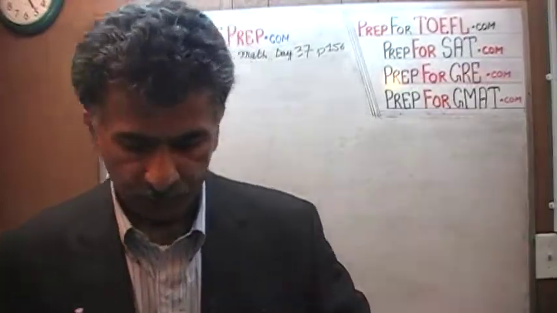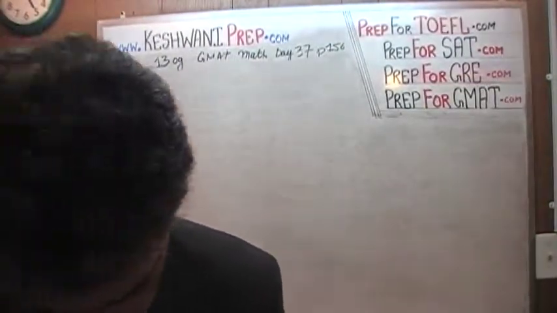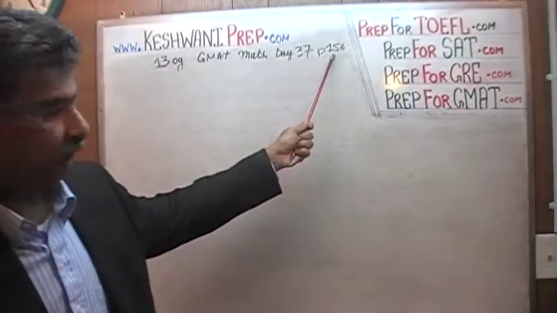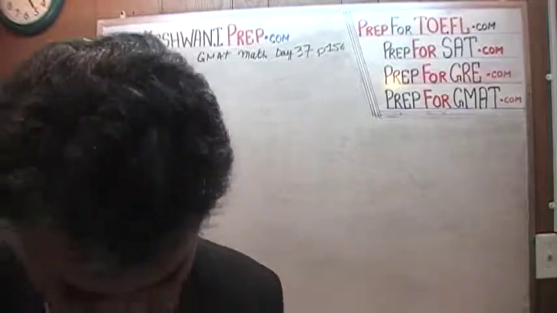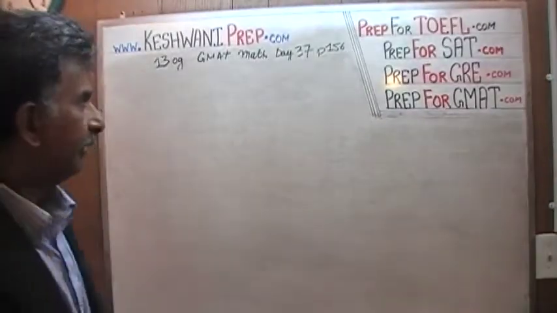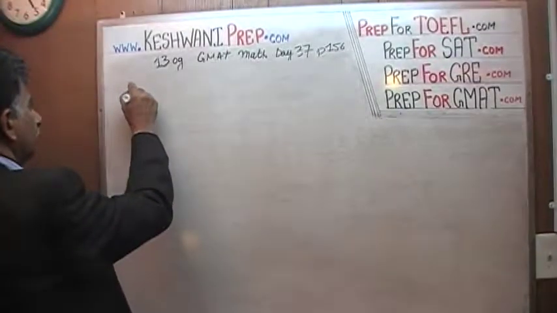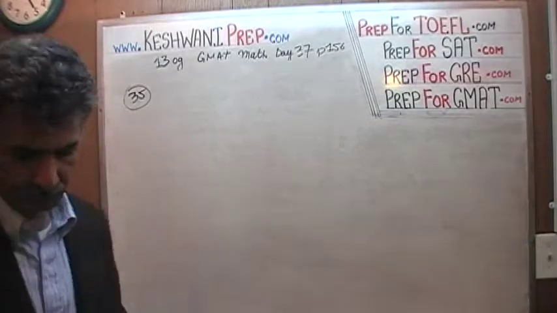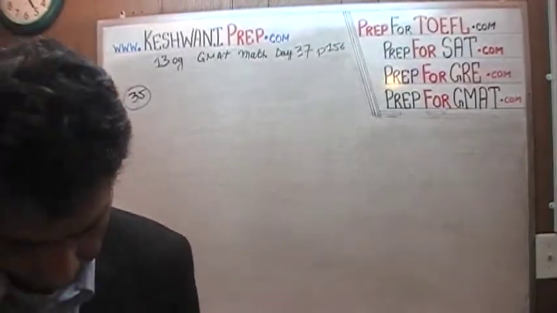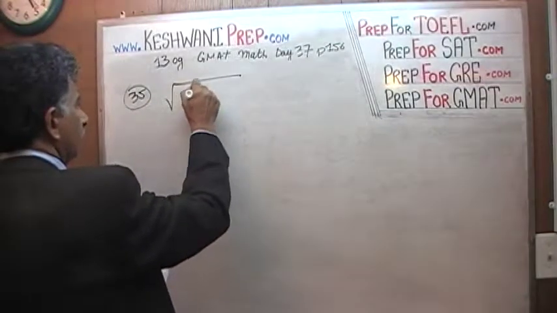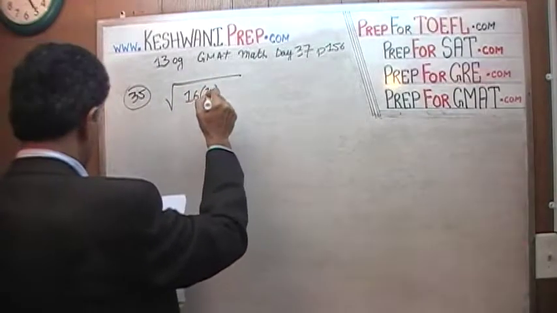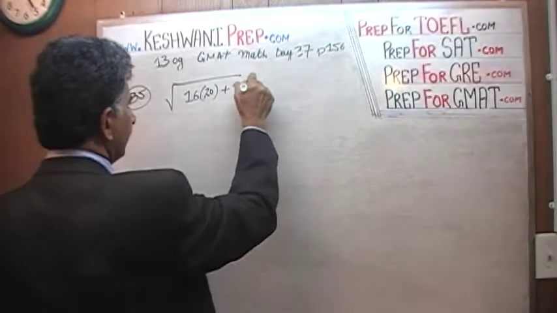The problem that we are about to solve is the one that you will find on page number 156. Page 156, today is our lesson number 37, and the problem that we are about to solve is number 35, the very last problem on page 156. Question is, what is the square root of 16 times 20 plus 8 times 32?